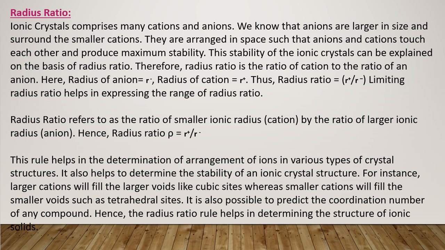When we take the cubic lattice of a molecule, it has gaps. Those gaps are called voids. A larger ion fills the larger gaps, and a smaller ion fills the smaller gaps. Due to this property of cations or anions, it is easy to predict the coordination number of any compound. So we can predict the coordination number. That is the importance of radius ratio. The radius ratio rule helps in the determination of the structure of ionic solids. Now let us see some examples and then we'll move on.